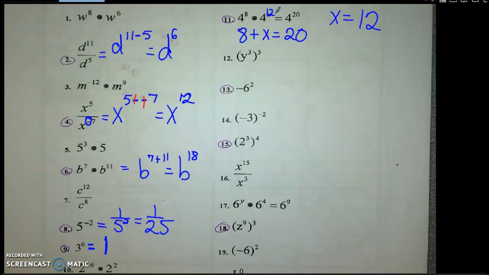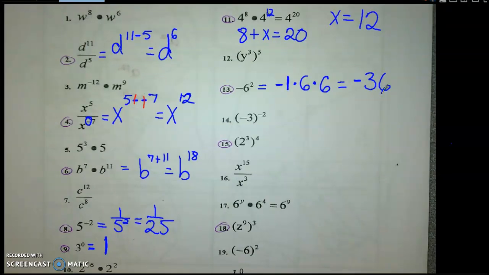Number 13, okay, need to evaluate. Remember that there are no parentheses here, so the negative is not attached to that 6. So really, in effect, what you have is negative 1 times 6 times 6 when we break it apart, and that's going to give us a negative 36.